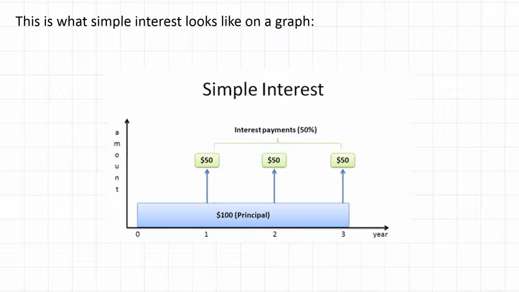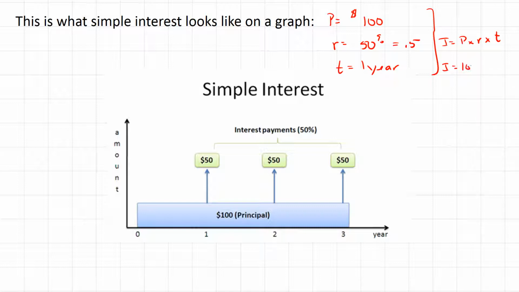To see how compound and simple interest are different, let's take a look at an example by first doing a calculation and then looking at the graph. So if you invest $100, so the principal is $100, and you make an interest rate of 50%, so that's 0.5, and you leave it in there for 1 year, you can calculate your simple interest, which is P times R times T. And the interest would be $100 times 0.5 times 1, which works out to be $50.